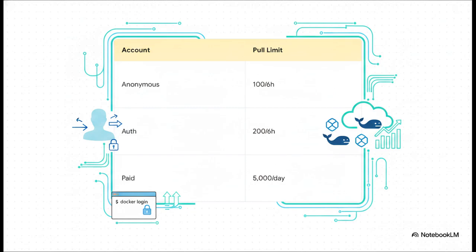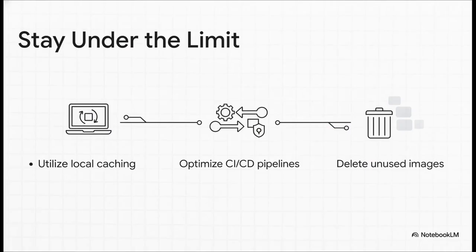Now, if you're operating in a heavy enterprise environment, paid subscribers can customize this to allow up to 5,000 pulls per day. Knowing exactly where you fall in these tiers is vital to keeping your deployment pipelines from randomly failing on you. So, the big question: how do we actively stay under that limit and dodge that nasty 429 error? I've got 3 actionable tips for you.